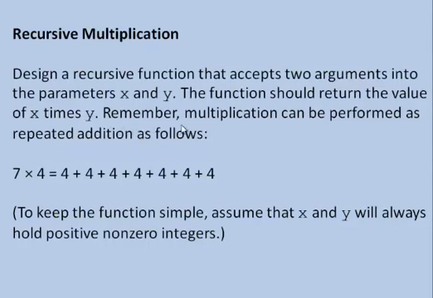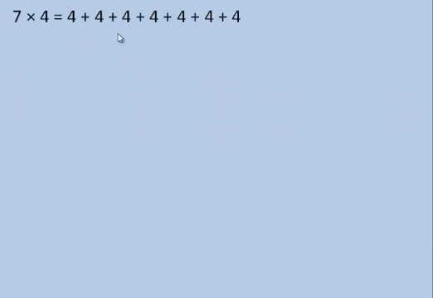The problem reminds us that multiplication can be performed as repeated addition, and it gives us the example that 7 times 4 is equal to 4 added to itself 7 times, 4 plus 4 plus 4, and so on. Also, we're told to keep things simple. We're going to assume that x and y will always hold positive non-zero integer values. Now, when the problem gives you this example of 7 times 4 being equal to 4 added to itself 7 times, this is sort of a hint as to the way that you can approach this problem.